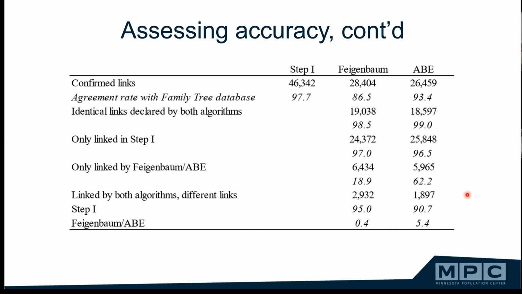If we're not overlapping, but we are declaring a link, there's almost no difference, we're almost always right as well. When the other method only declares a match, the share of links that is correct is considerably lower.